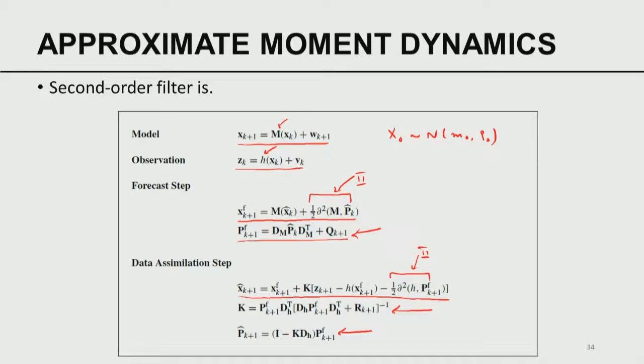So if you think back, this is the best you could do. In the case of a nonlinear system, second order approximation is the best you could do. So this filter in the literature has come to be called the second order filter that helps you to approximate the evolution of the state as a function of time.